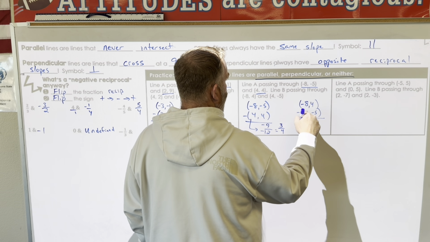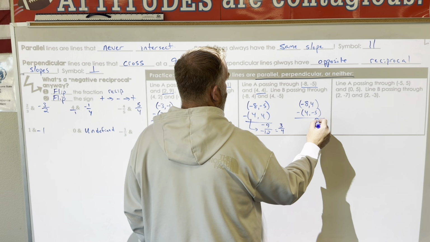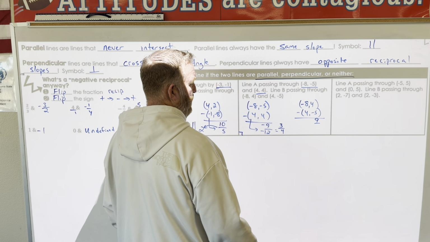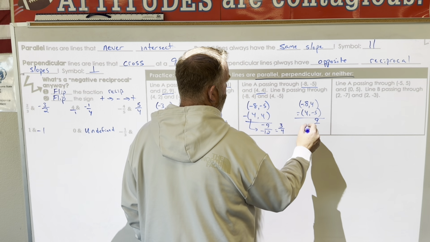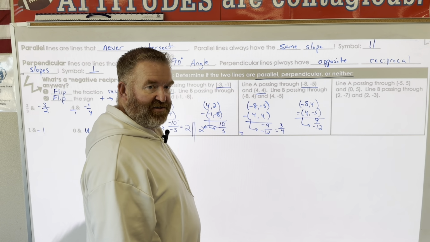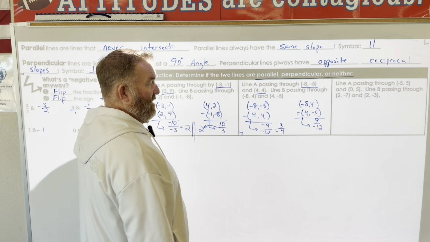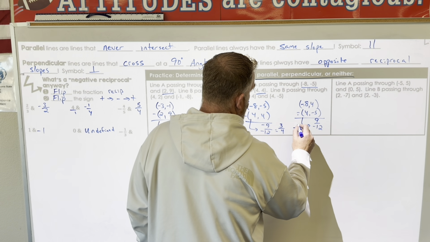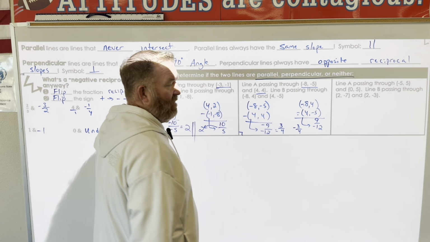What's 4 minus -5? It's 9, right? Then we got negative 8 minus 4. That's negative 12. So now we got one negative. So my fraction is going to be negative, yes? What's 9 over 12 again? Negative 3/4.